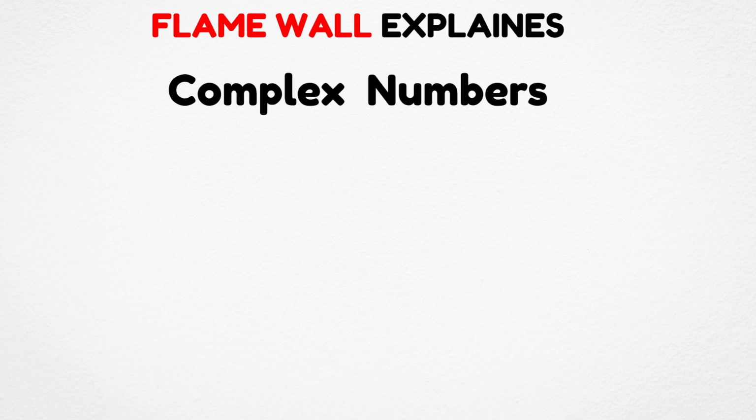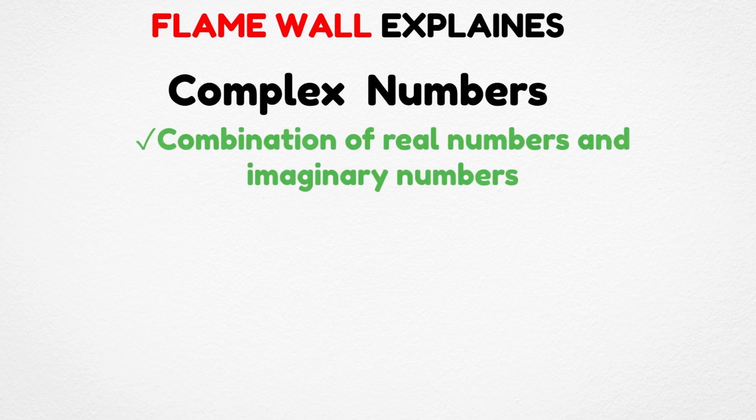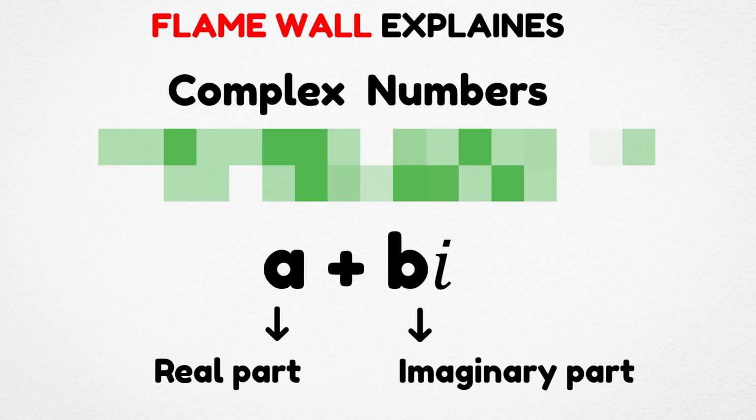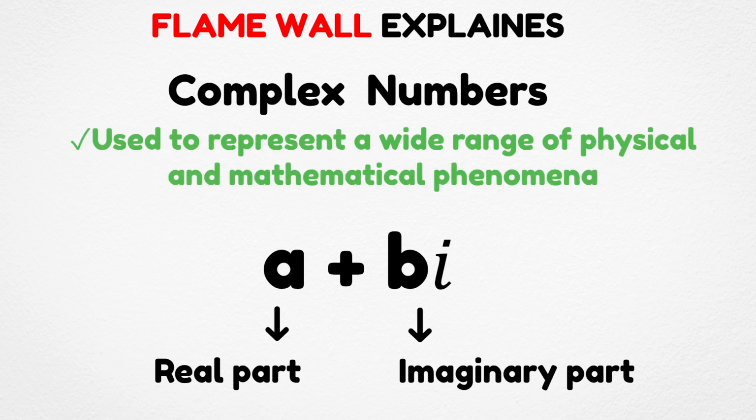Next we are going to see about complex numbers. Complex numbers are a combination of real numbers and imaginary numbers expressed as a plus bi, where a is the real part and bi is the imaginary part, and i is the imaginary unit, which is equal to the square root of -1. They are used to represent a wide range of mathematical and physical phenomena, from simple algebraic operations to advanced applications in physics and engineering.